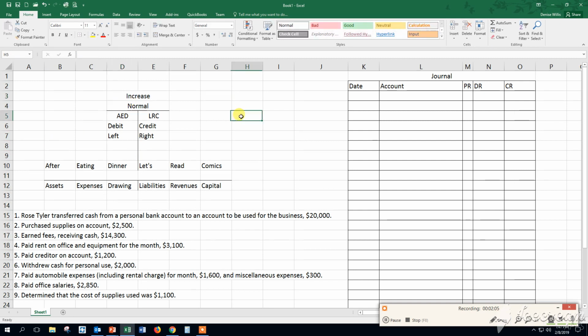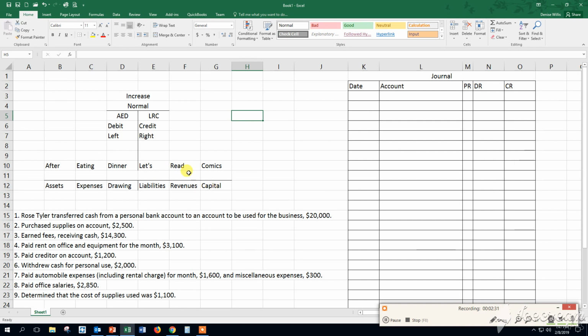Okay, now once you memorize the normal balance of something, then that also tells you how you increase it. So if I want to increase something with a normal debit balance, such as an asset, I have to debit that asset. If I want to increase an expense, I have to debit that expense. If I want to increase the drawing account, I have to debit the drawing account. If I want to increase a liability, I credit that account. If I want to increase revenues or capital, I have to credit that account.